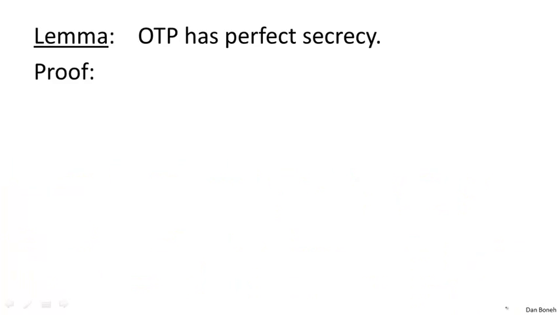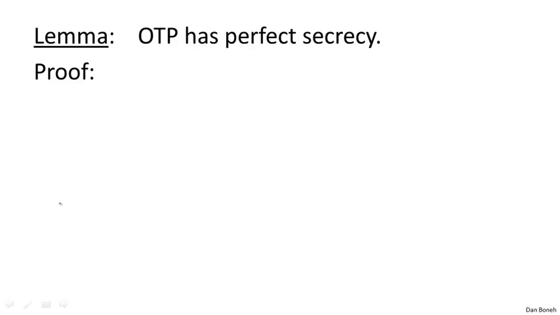Now that we understand what perfect secrecy means, the question is, can we build ciphers that actually have perfect secrecy? It turns out we don't have to look very far. The one-time pad, in fact, has perfect secrecy. This is Shannon's first result, and I want to prove this fact to you. It's a very simple proof, so let's go ahead and do it.